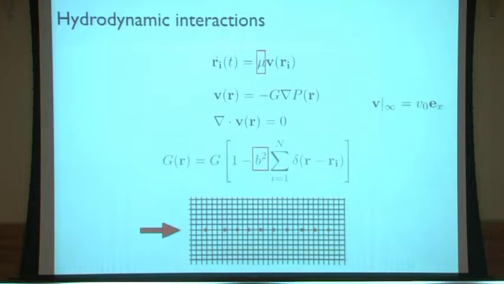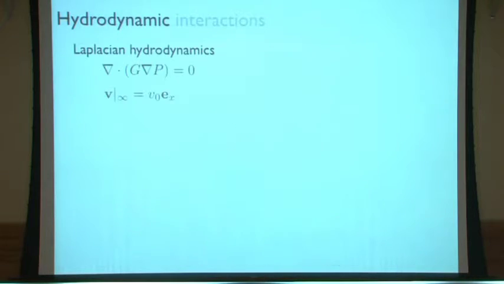I take this equation, the velocity is proportional to the pressure gradient, and I take the divergence of this, okay? So this is it. The divergence of the pressure gradient multiplied by the local conductance is zero. So this is a partial differential equation. I need to specify some boundary conditions. The boundary condition is just that far away from the region that I'm looking at, the velocity is a constant.